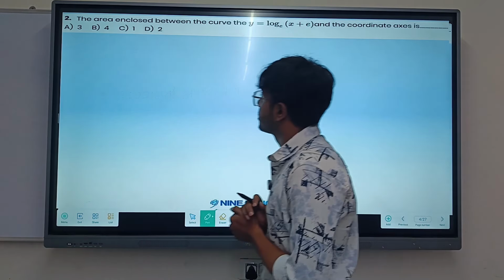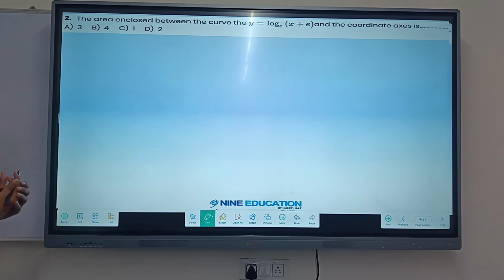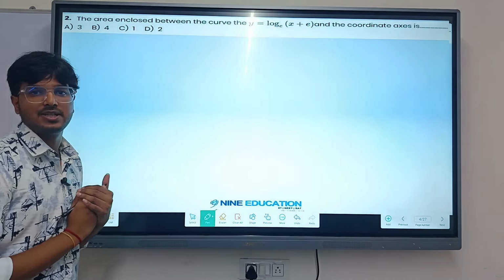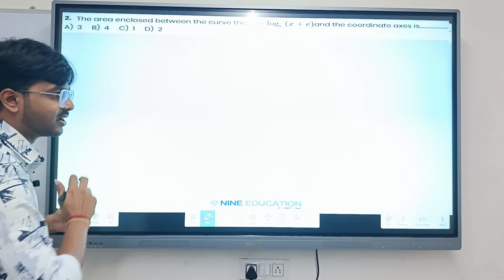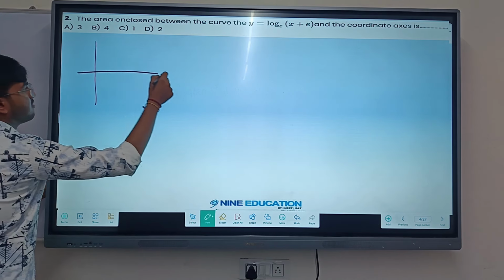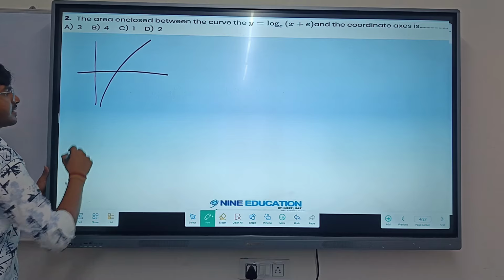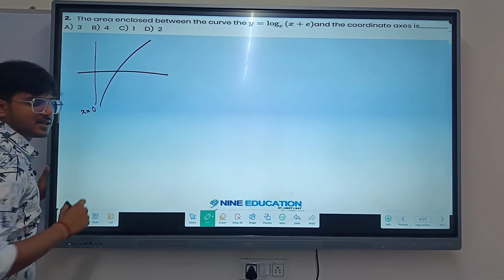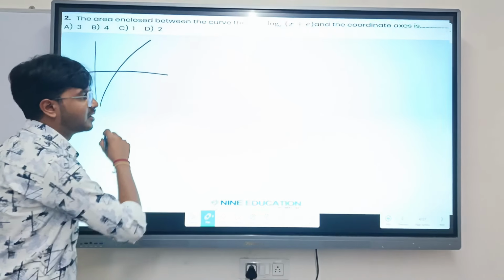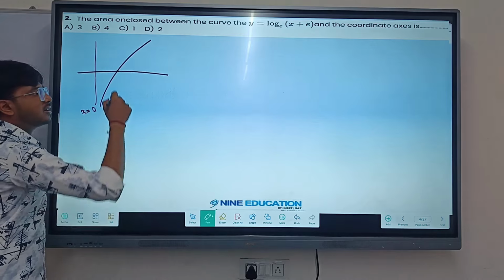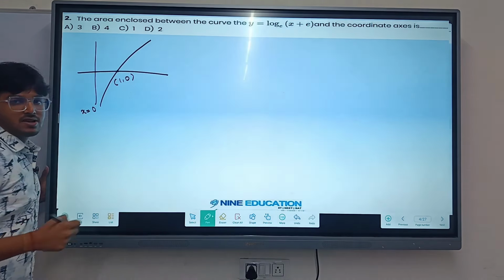Alright, so the next question is the area enclosed between the curves y equal to log of (x plus e) and the coordinate axis. Now we know the graph of y equal to log x is something like this, where the y-axis, that is x equal to 0, is the asymptote and the x-intercept is (1, 0).